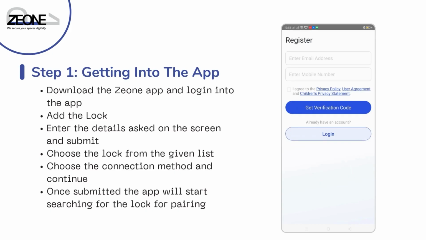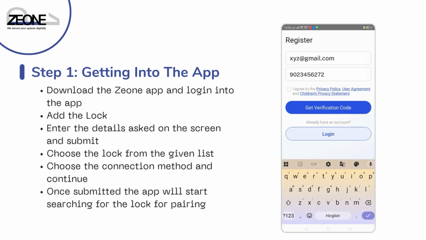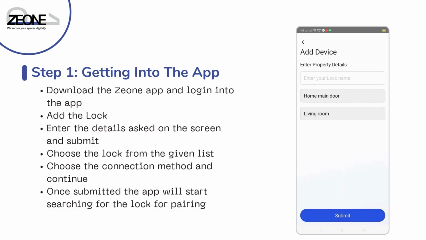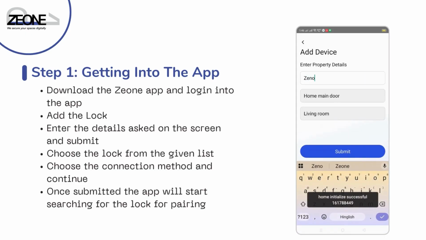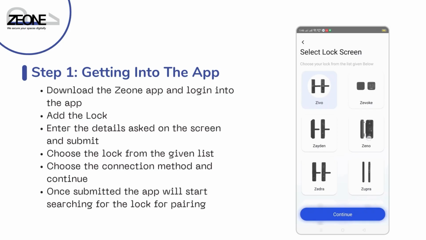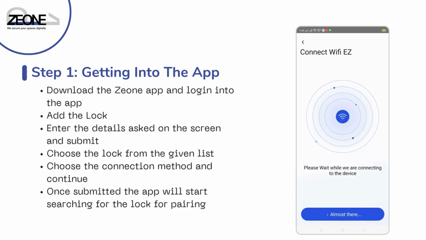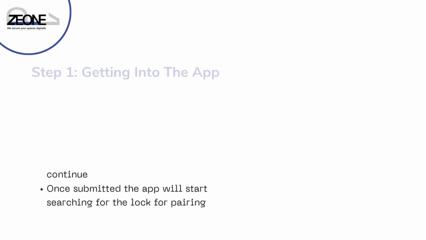Step 1. Getting into the app. Download the Zeno app and log into the app. Add the lock. Enter the details asked on the screen and submit. Choose the lock from the given list. Choose the connection method and continue. Once submitted, the app will start searching for the lock pairing.